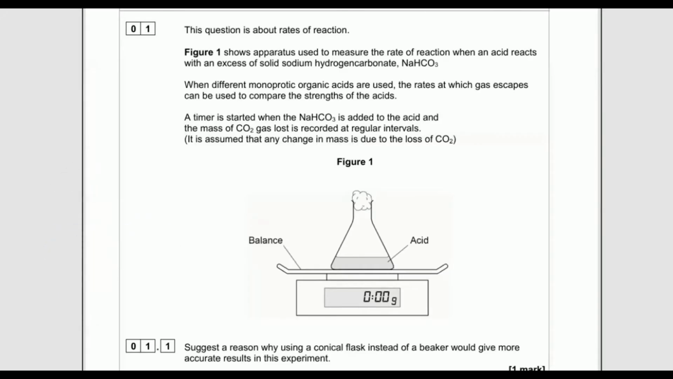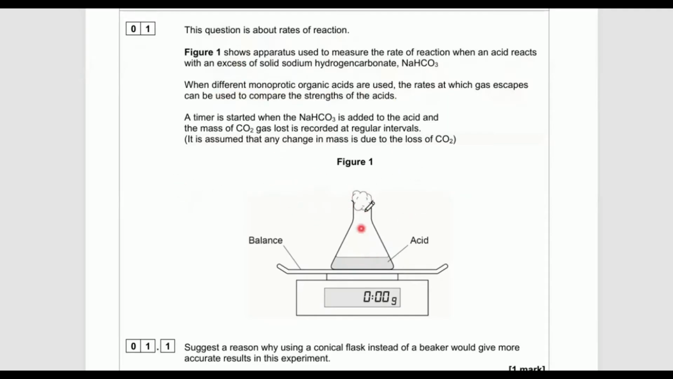Okay, guys, question 1. This question is about the rates of reaction. Figure 1 shows the apparatus used to measure the rate of reaction when an acid reacts with an excess of solid sodium hydrogen carbonate. That's NaHCO3. So they've got some acid in a conical flask. We've got a balance here, weighing scales or a measuring balance there. We've got cotton wool in the top of the conical flask, and we're adding the carbonate to the acid to get a reaction. Now, when different monoprotic, that means one hydrogen, organic acids are used, the rates at which the gas escapes can be used to compare how strong the acids are.